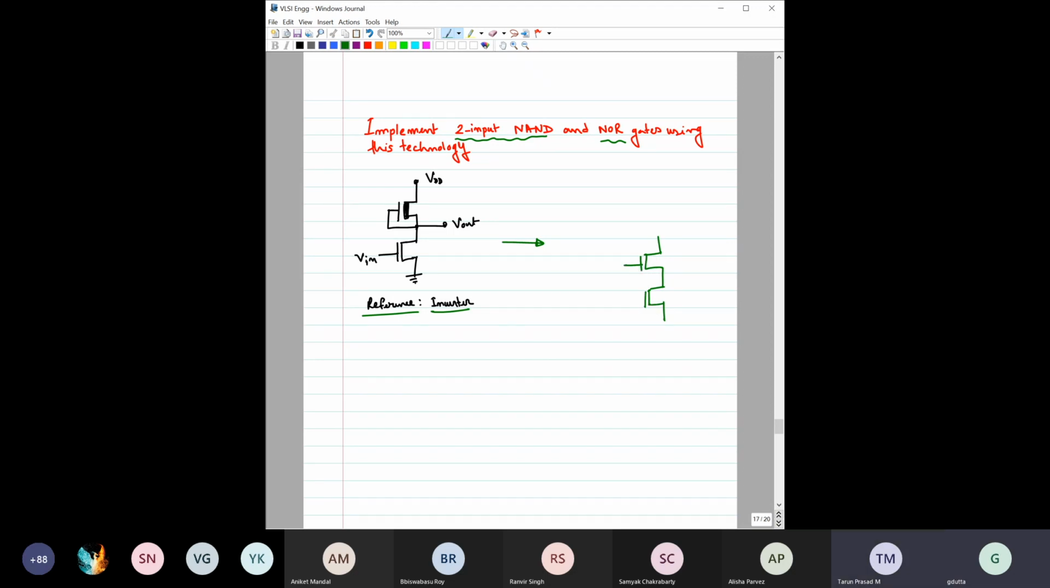So are you suggesting something like this? Say this is Vin1, this is Vin2, this is ground, this is Vout, and are you suggesting something like this? Yes, sir. Okay, and why do you think this will work?